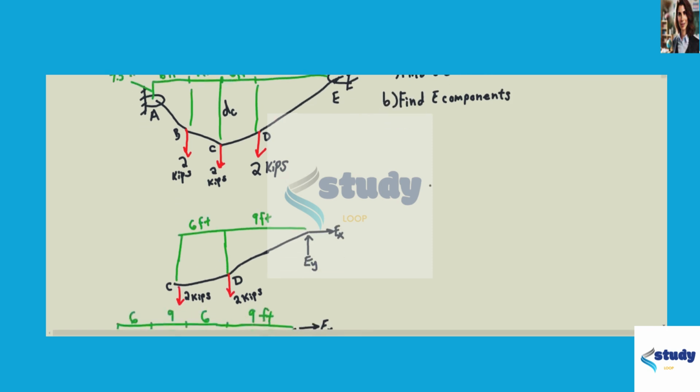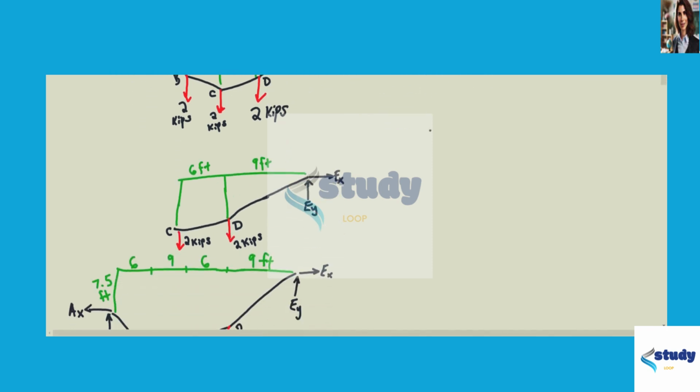The horizontal distance from A to B is 6 feet, from B to C is 9 feet, C to D is 6 feet, and D to E is also 9 feet. The vertical distance from A to E is 7.5 feet. I just want to point out everything is not drawn to scale.